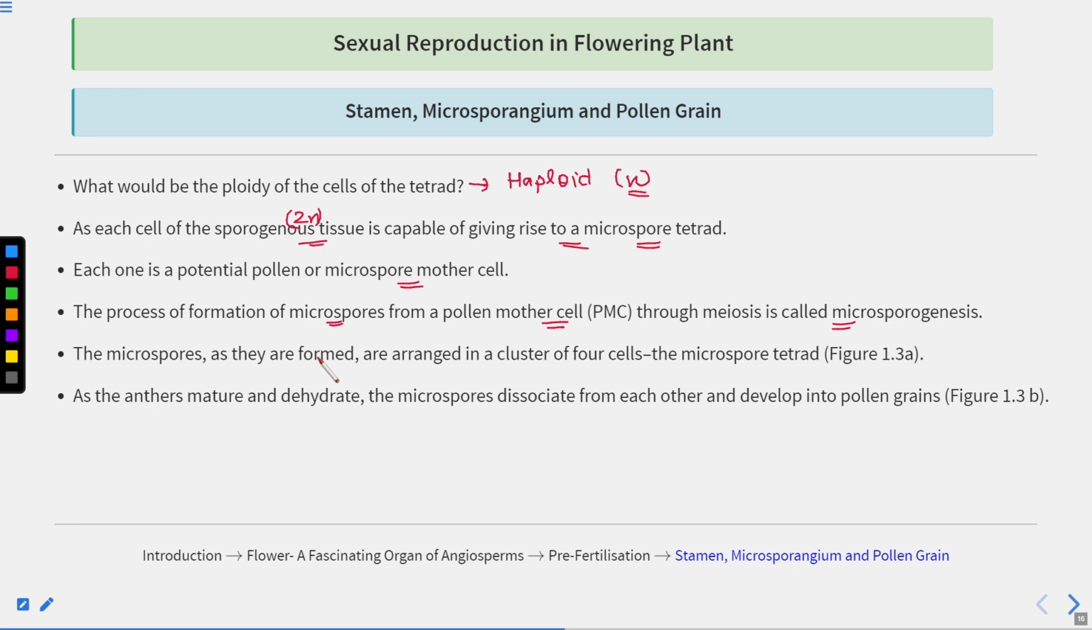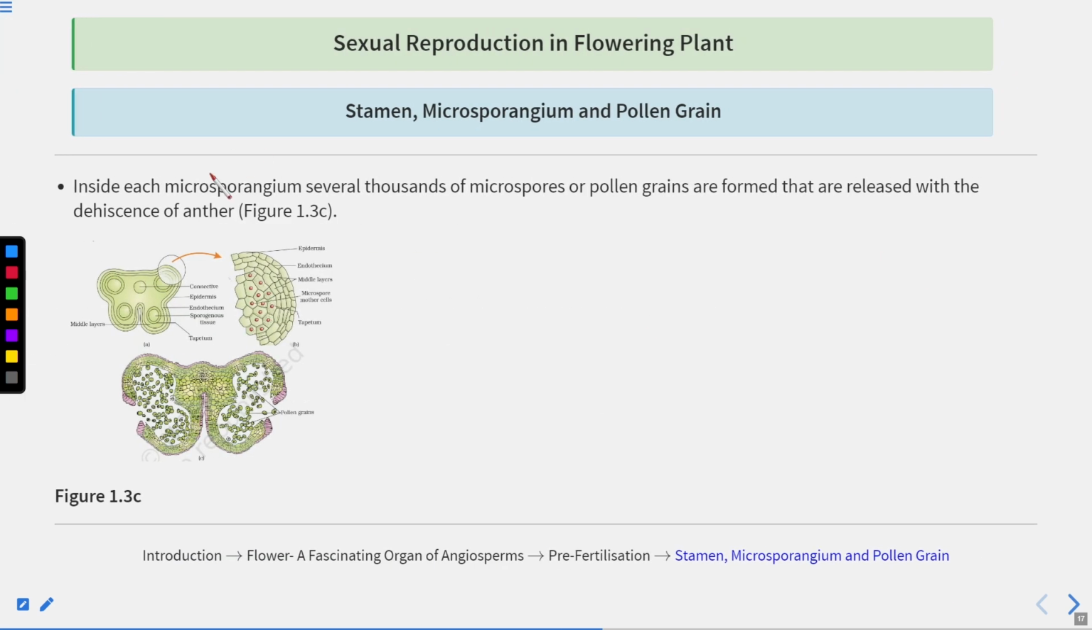Now, the microspores, as they are formed, are arranged in a cluster of 4, which is known as the microspore tetrad. Now, as the anthers mature and dehydrate, the microspores dissociate from each other and develop into the pollen grains. So, microspores, in the end, are transformed into the pollen grains. Okay, clear? Now, here in this image, you can see inside each microsporangium. What was the microsporangium? The microsporangium later develops into the pollen sacs. Thousands of microspores or pollen grains are formed that are released with the dehiscence of the anther. In this image C, you can see after the dehiscence of the anther, pollen grains are being released.